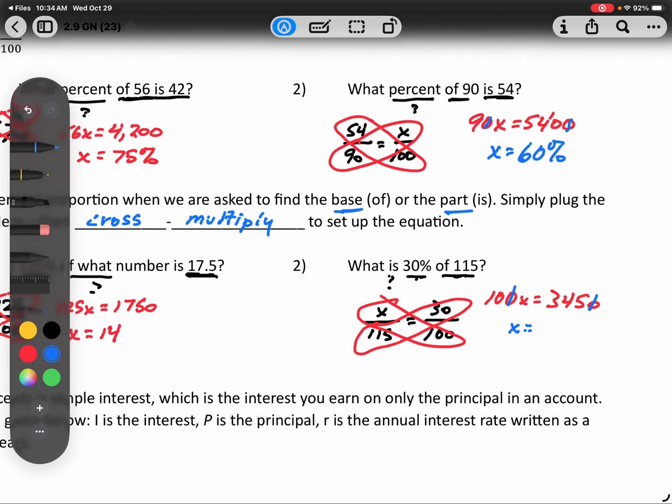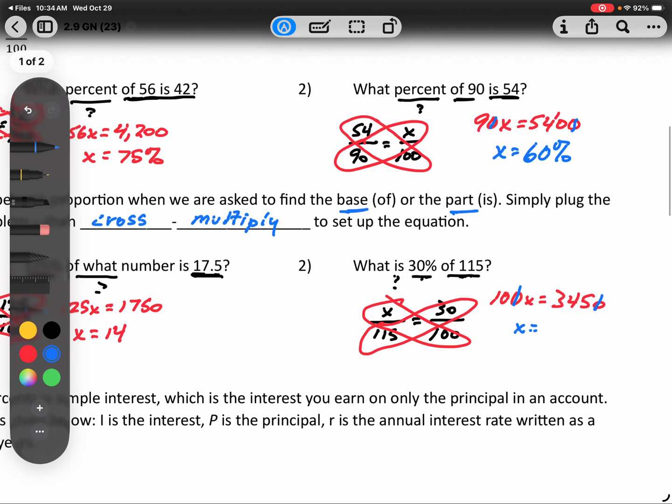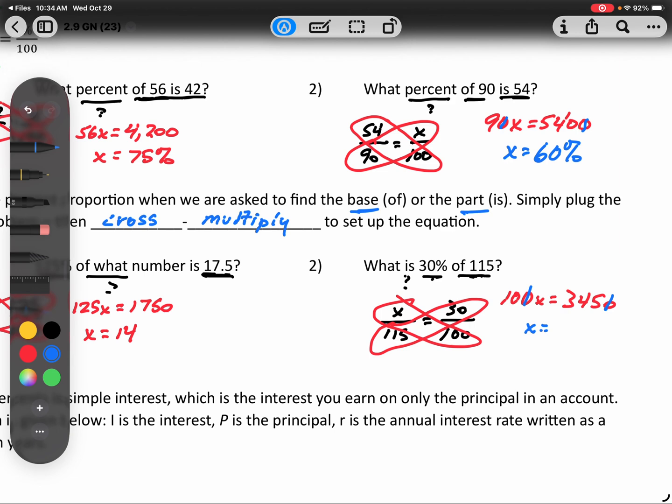And that is going to give you, it may give you 69.2, but again, remember in proportions, we want to use decimals for answer, 34.5.